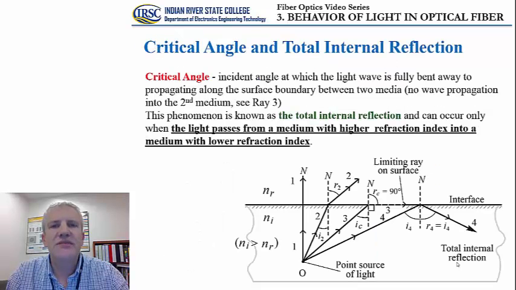The next important concept to be covered is the concept of the critical angle and the so-called total internal reflection. These two concepts are extremely important for the propagation of light through an optical fiber.